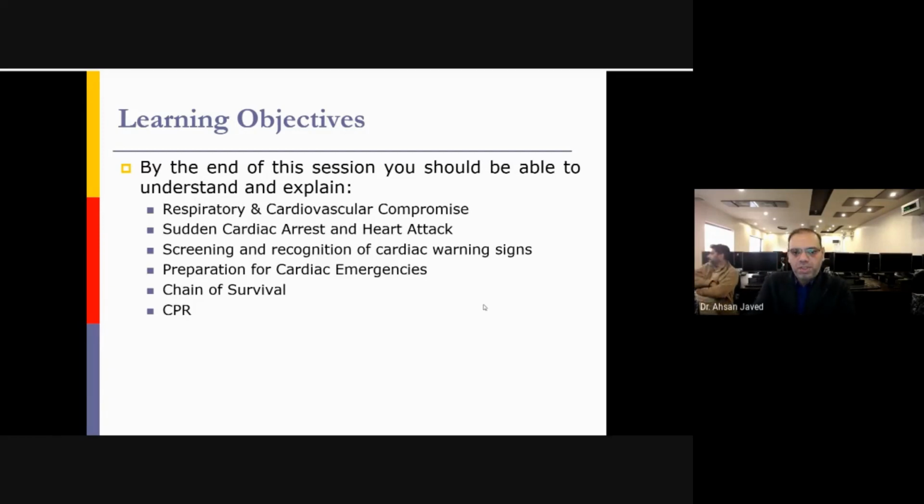Then we'll understand sudden cardiac arrest and heart attack, and the screening and recognition of cardiac warning signs. What are the cardiac warning signs which can be recognized if a person is having them? Because sometimes the signs are silent. The person has an underlying cardiac condition, and may be an active person, but still there is no actual presentation of the condition. Then we'll go through preparation for cardiac emergencies, the chain of survival, and the process of cardiopulmonary resuscitation, commonly known as CPR.